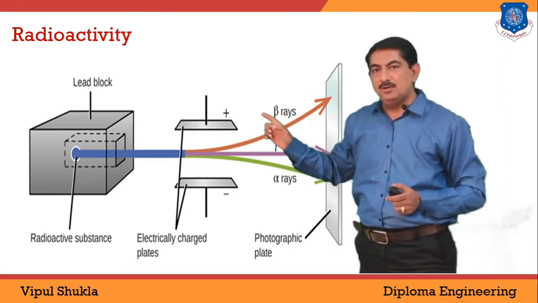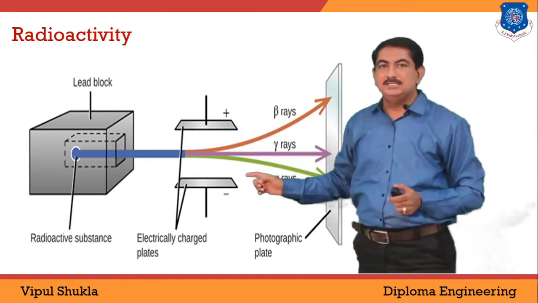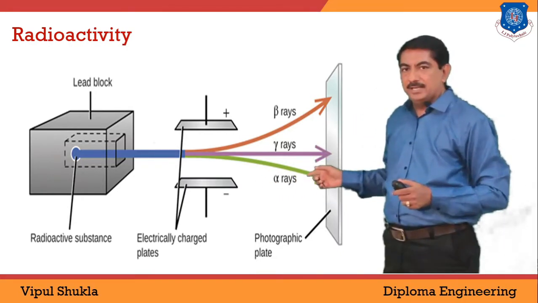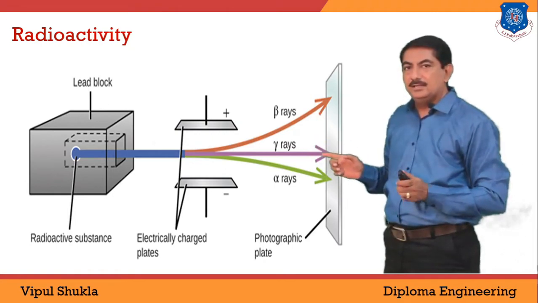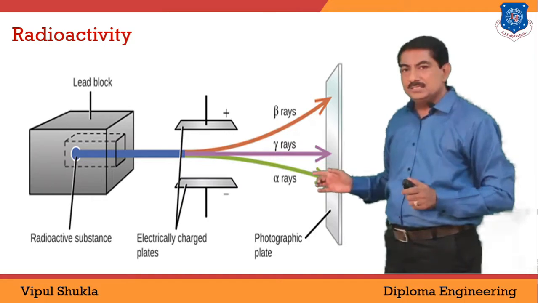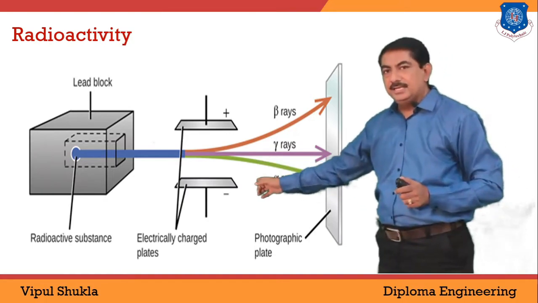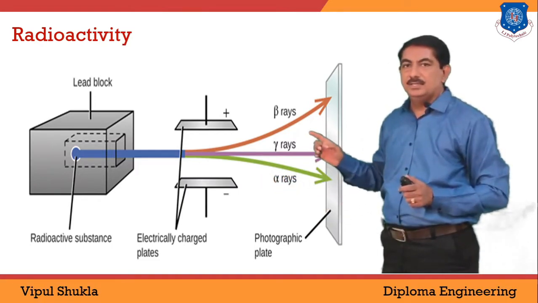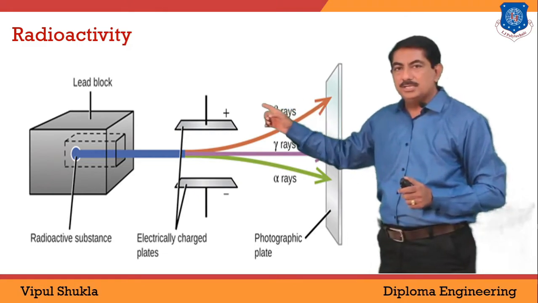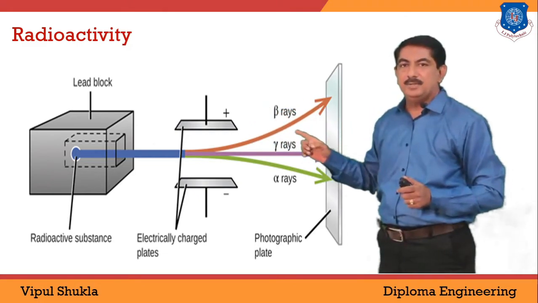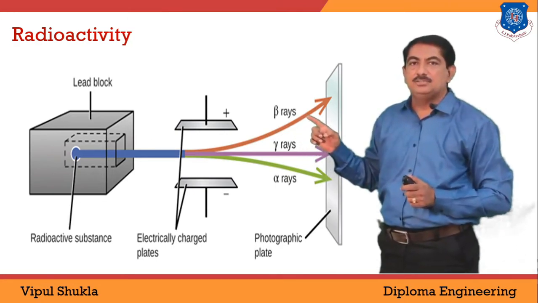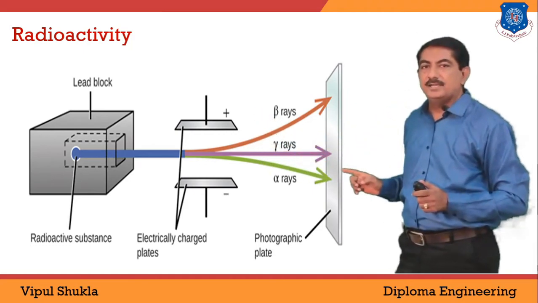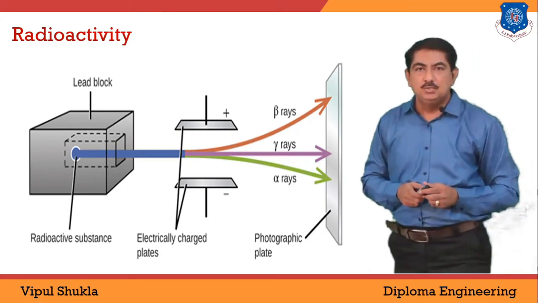When this radiation is allowed to pass through the electrically charged plates, now look what happens. The alpha ray, beta ray and gamma ray are scattered. Look here, this alpha ray is attracted towards the negative plate. The reason is that the alpha particle possesses positive charge. Here beta is attracted towards the positive plate. That means beta possesses negative charge. We can say it's electrons. While the gamma ray is not attracted towards either side. So we can say that the gamma ray is neutral.